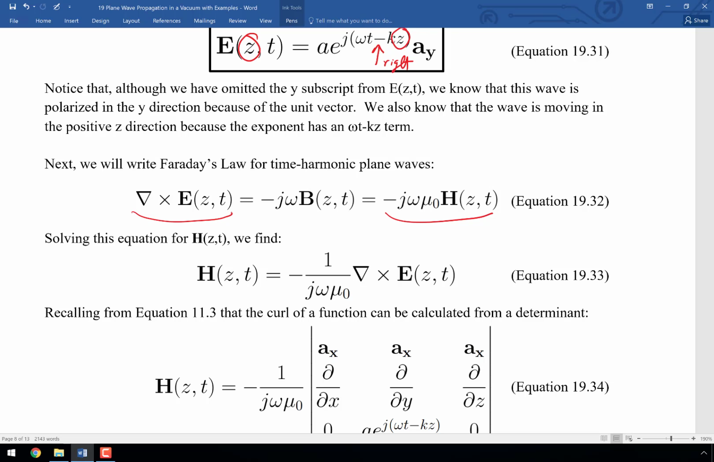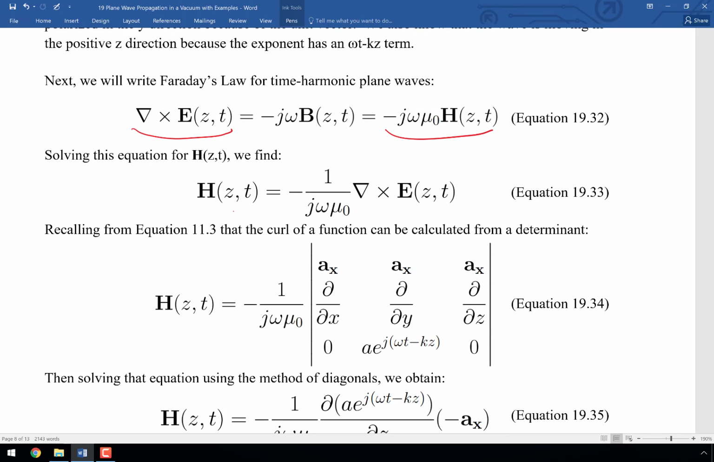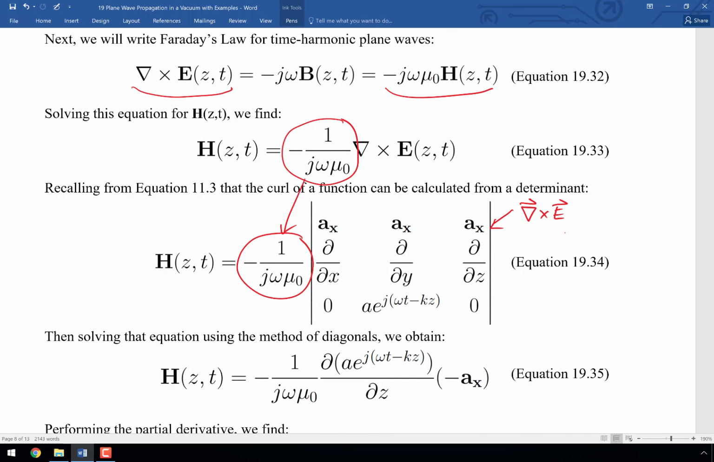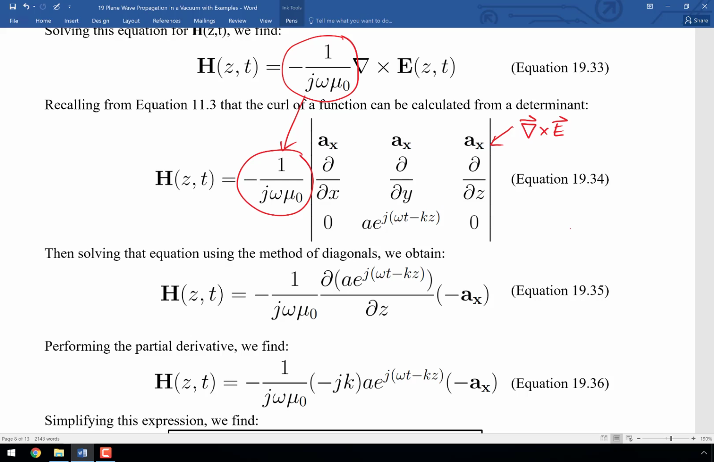Well, I know the function of E. It is given in equation 19.31, so I can take the curl of E. Notice that this constant becomes this constant right here, and this determinant is the curl of E. I can use the method of diagonals that we talked about way back in chapter 2. Essentially, out of the 6 terms, only one of them is going to be positive, and here you can see the one term that turns out to be positive.